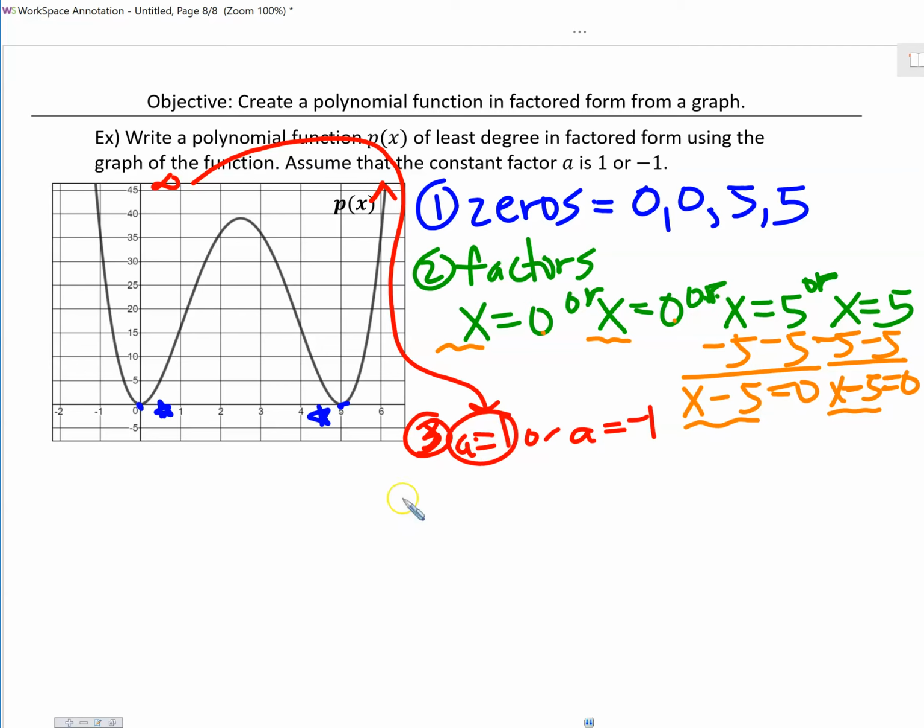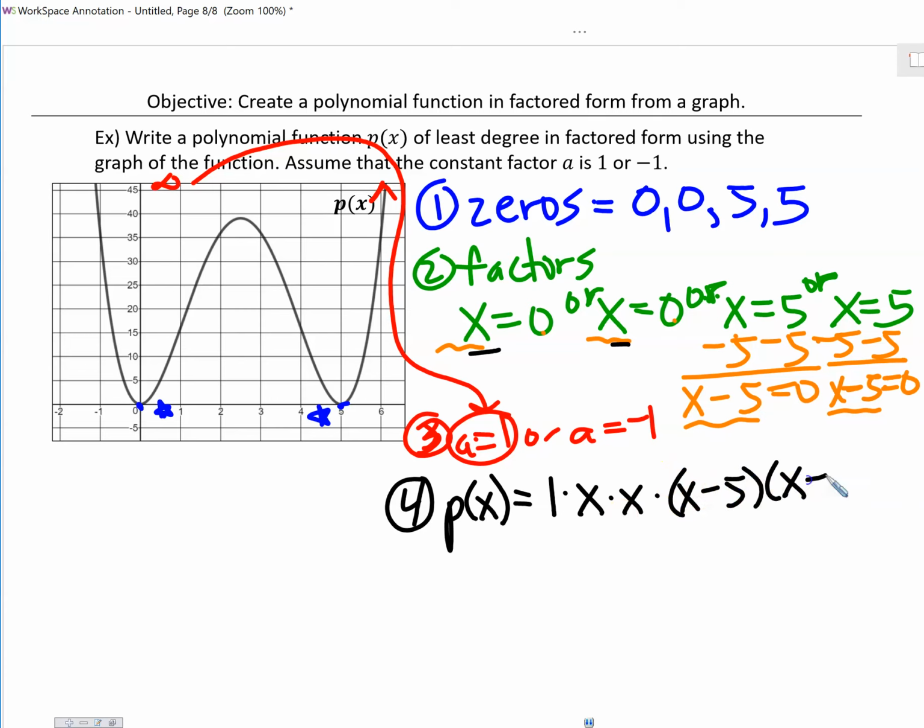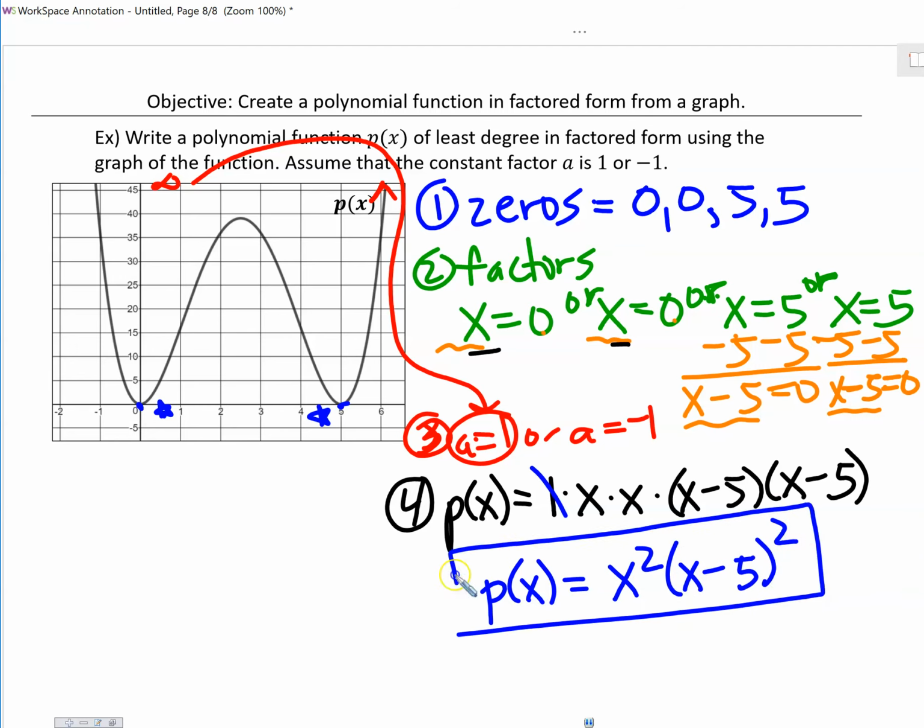So now we can put that together and get our function. P of x equals our a of 1 times our two factors of x, which are monomial, so they should go first, times our x minus 5 and another x minus 5. So anything times 1 is itself, so I would not keep the 1. X times x becomes x squared, and x minus 5 times itself becomes a quantity squared. So my final function, p of x, would equal x squared times x minus 5 quantity squared, like so.